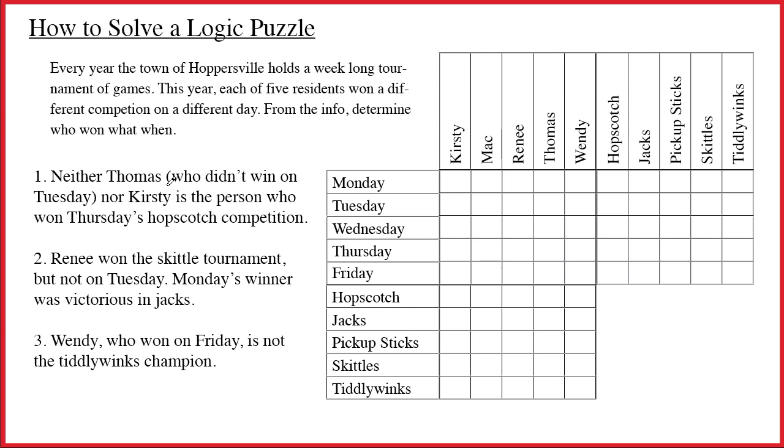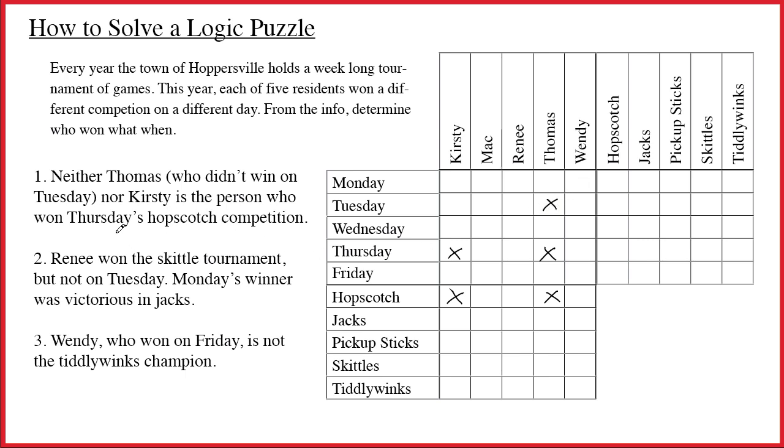So it says neither Thomas, who didn't win on Tuesday, nor Kirsty is the person who won Thursday's hopscotch competition. All right, well, that basically tells us that neither Thomas nor Kirsty won on Thursday, and let's use an X to denote a negative correlation. They didn't win on Thursday, and they didn't win hopscotch. So some more X's. It also told us up here in parentheses that Thomas didn't win on Tuesday.